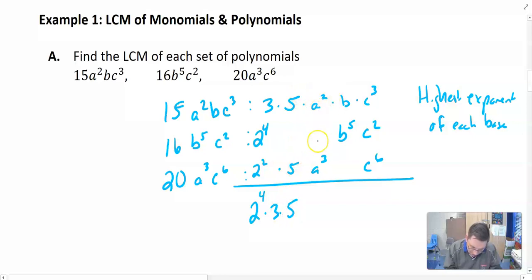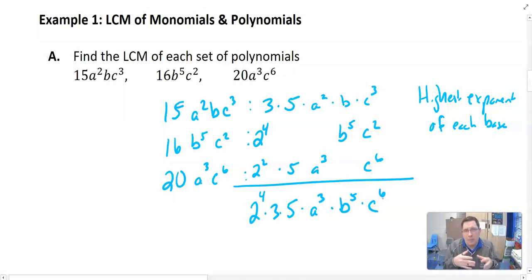In the a's, we got a squared and a cubed, so that's going to be the higher power, so that's a cubed. B and b to the 5th, so that's b to the 5th, again, higher power. And finally, we've got 3, 2, and 6 for the powers of c, so we take the highest, and that's 6. And so this is the least common multiple.